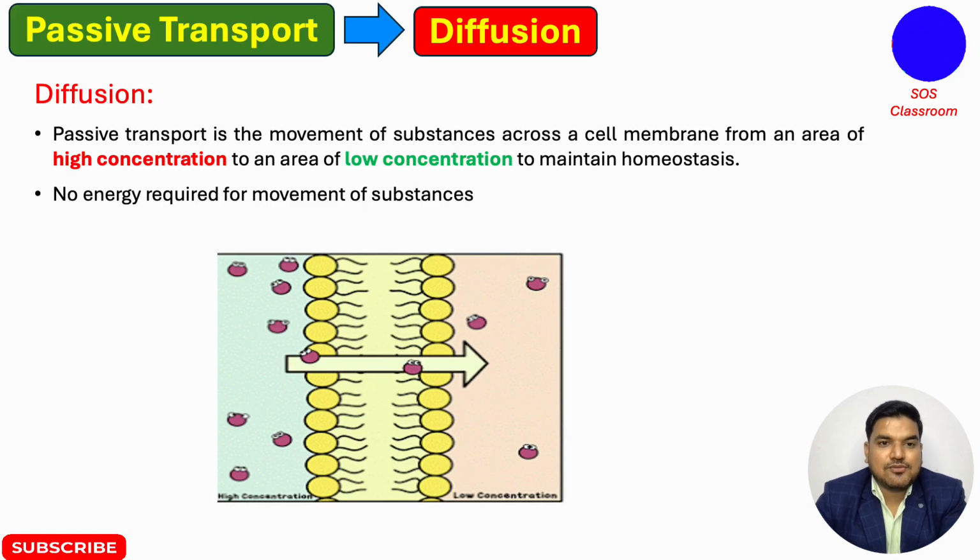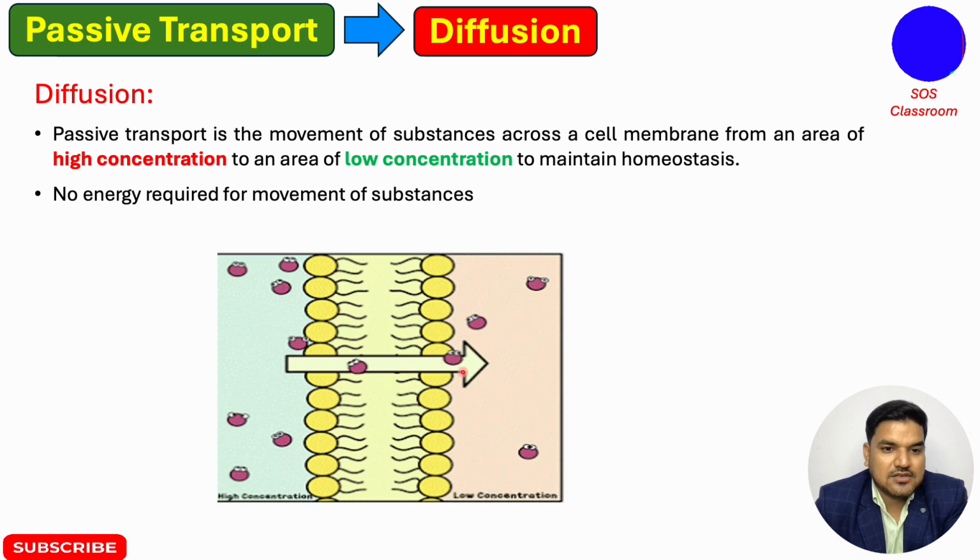In passive transport we will discuss diffusion. We already discussed the meaning of passive transport. Passive transport means movement of molecules across the cell membrane without the use of any type of energy. So first is diffusion. Diffusion means transfer of molecules from a higher concentration to a lower concentration across the cell membrane without the use of any type of energy.